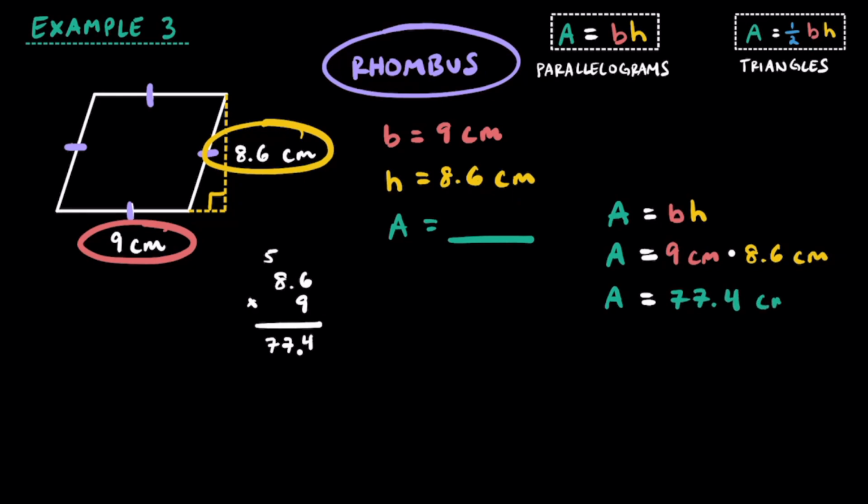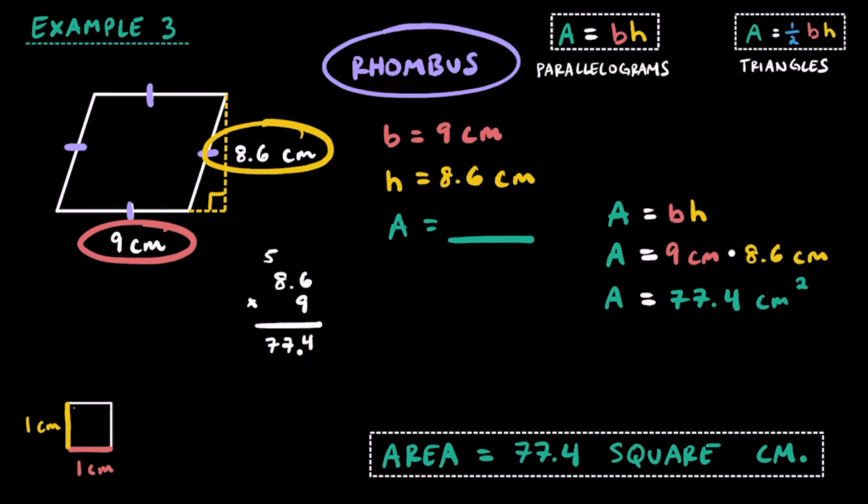and then centimeters times centimeters is just centimeters squared. This is how many square centimeters there would be inside of this rhombus. Given that the base of this rhombus was 9 centimeters and the height of the rhombus was 8.6 centimeters, if we were to fill up this rhombus with a bunch of these 1 by 1 square centimeters, we could fit 77.4 of them inside of it.